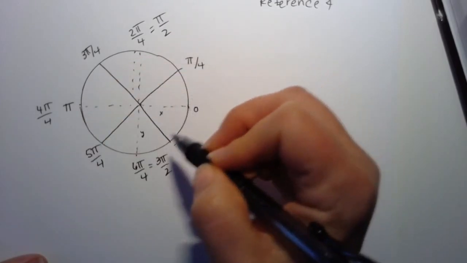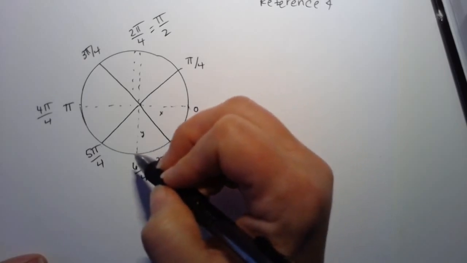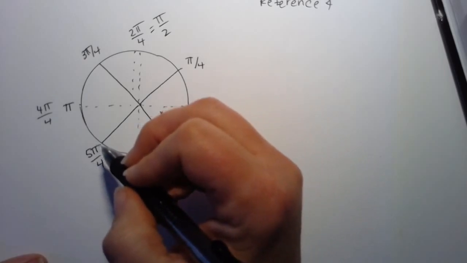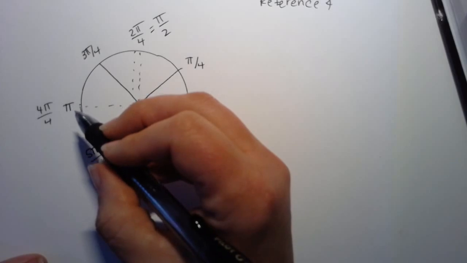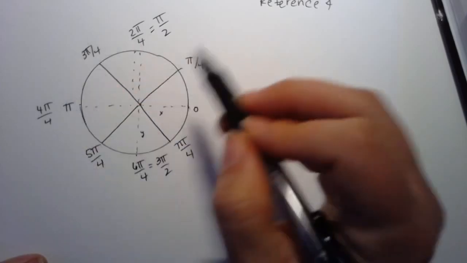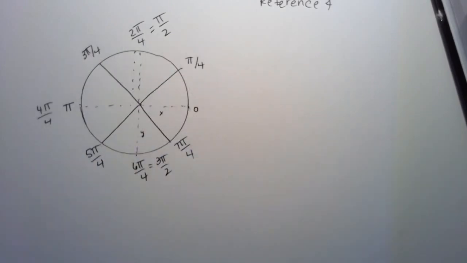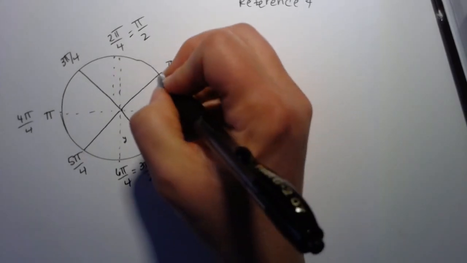Now, if I was going in the negative direction, this one would be negative pi over 4, negative pi over 2, negative 3 pi over 4, and negative pi, right? And so essentially I would take this and wrap it back around this way and call them negative. Okay, so now if we want to think about this, let's just think about our basic pi over 4 here.